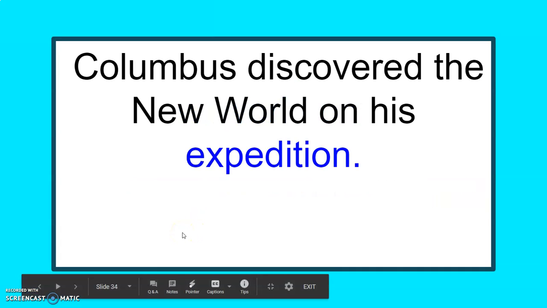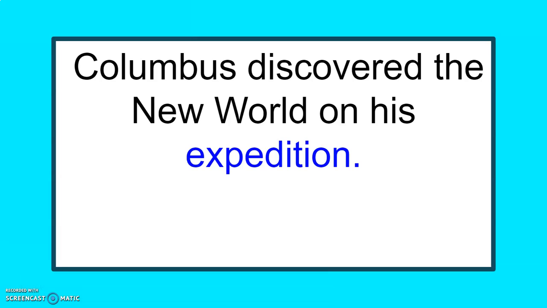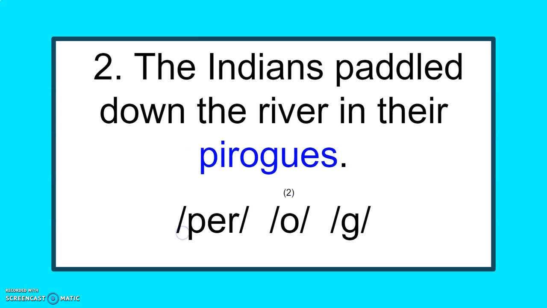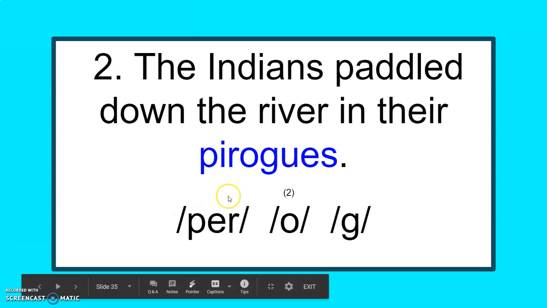All right, look at this sentence. This is an entirely different expedition. This was far before your story that's happening in 1803. But you've learned about this one, so go ahead and read that sentence. All right, let's read it together. Columbus discovered the New World on his expedition. Very well done. All right, the next one is a kind of a boat, and I will show you a picture of it. And I split it up into syllables like this down below, okay?